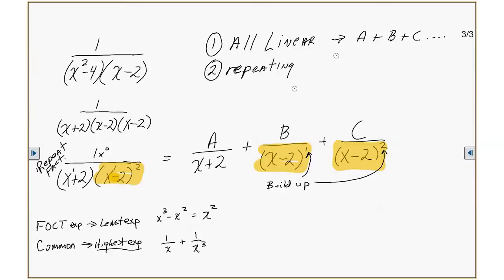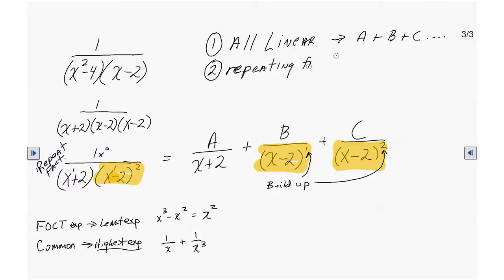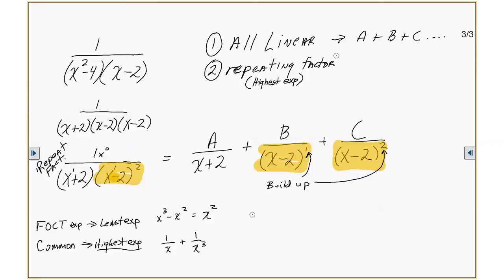Repeating factors. And put under that highest exponent. Just kind of remember that if you have an x and x to the third, you've got to build up to the x to the third because it's the highest exponent. And that's build up.